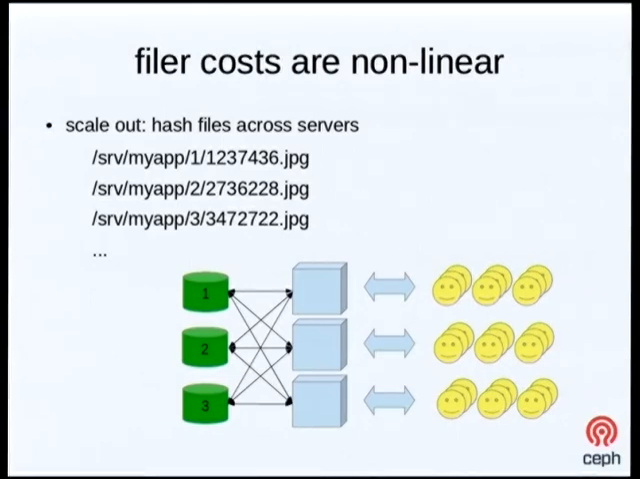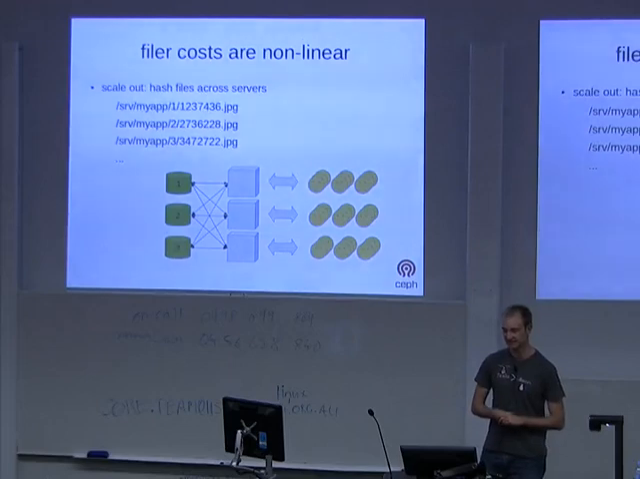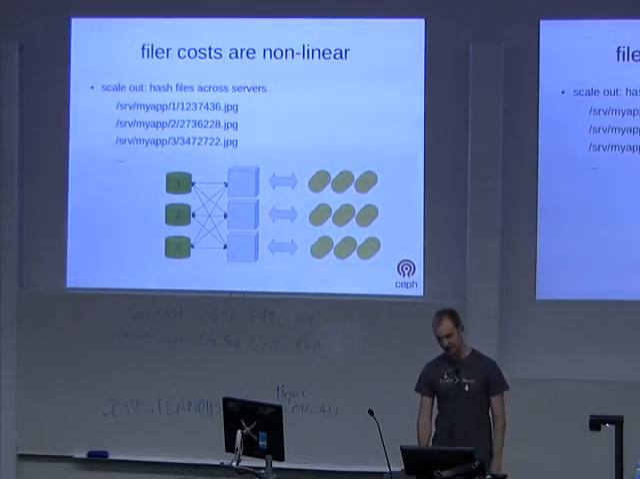So the usual approach is to hash the file content or the file name or something like that, and use that to distribute across some number of servers. So you hash the content, hash modulo the number of servers, mount a whole bunch of them behind things. Everything's fine. Your site continues to grow.